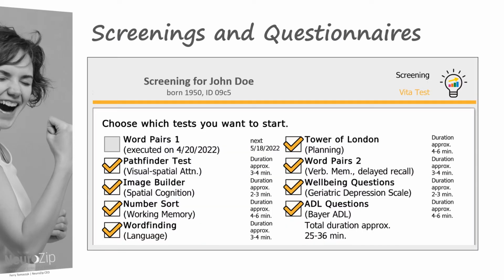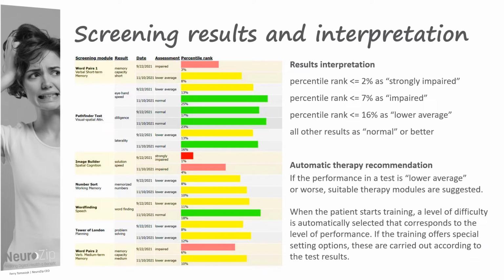Each screening has its own specific minimum duration corresponding to the respective test goal. The screenings last between 2 to 6 minutes on average. The maximum total length of all screenings is about 45 minutes. The screening results are displayed graphically in a color-coded bar chart. A green bar indicates a normal result, yellow indicates a lower average, a mild deficit, red indicates a moderate to severe deficit. When the patient starts training, a level of difficulty is automatically selected corresponding to the level of performance.